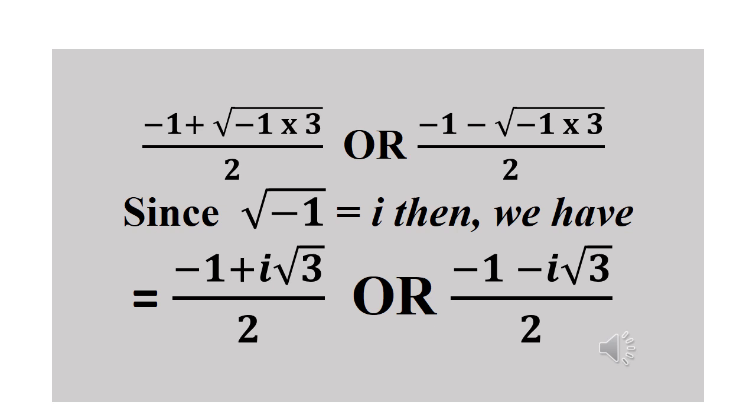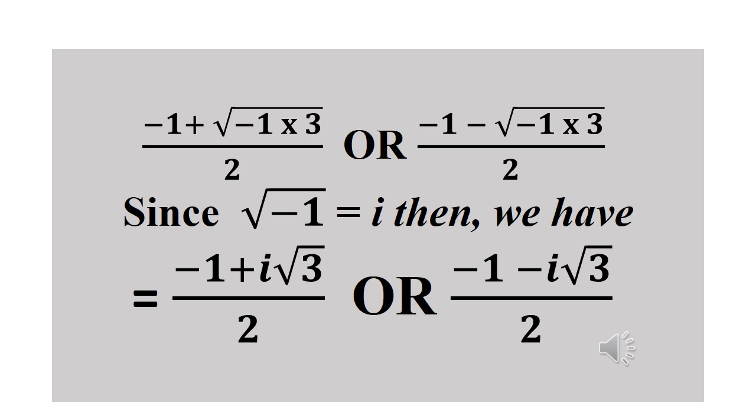So what we then have is, we can have the two answers here because of the plus or minus. So we have minus 1 plus square root of minus 1 times 3. Minus 1 times 3 is the same thing as minus 3. They are all over 2. Or minus 1 minus square root of minus 1 times 3 all over 2. We have split the plus and minus there.